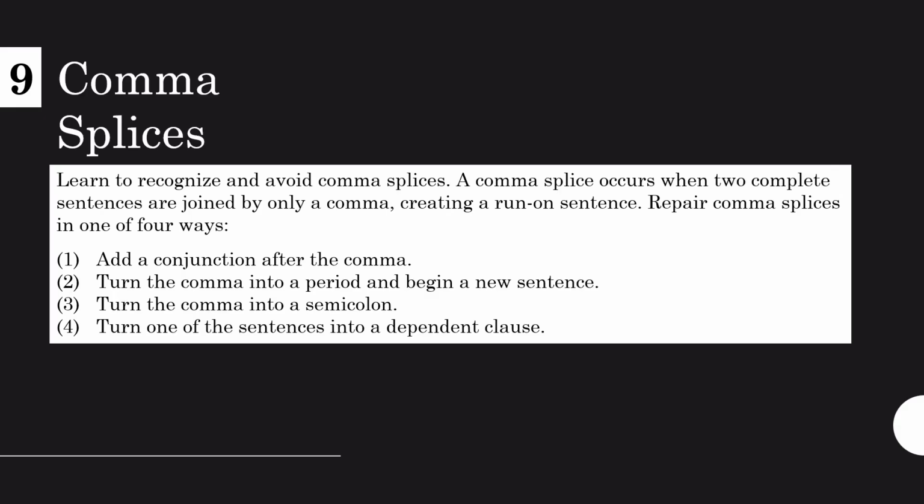The ninth commandment of proper comma usage involves comma splices. Learn to recognize and avoid comma splices. A comma splice occurs when two complete sentences are joined by only a comma, creating a run-on sentence. Repair comma splices in one of four ways. First, add a conjunction after the comma. Second, turn the comma into a period and begin a new sentence. Third, turn the comma into a semicolon. And fourth, turn one of the sentences into a dependent clause.